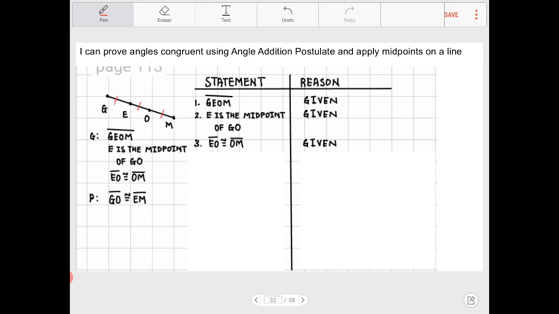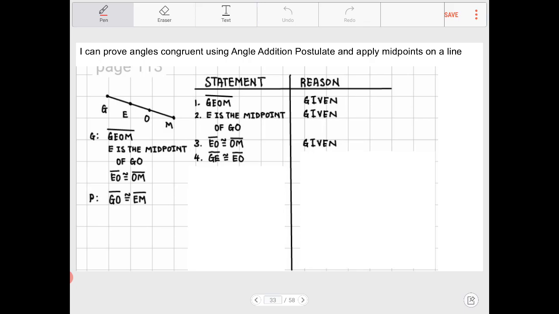We're not trying to prove that GE is congruent to OM. We're trying to prove that GO is congruent to EM. So we'll definitely need to use segment addition postulate and things of that nature, okay? But we'll certainly also need to use the definition of the midpoint. So let's take a look.